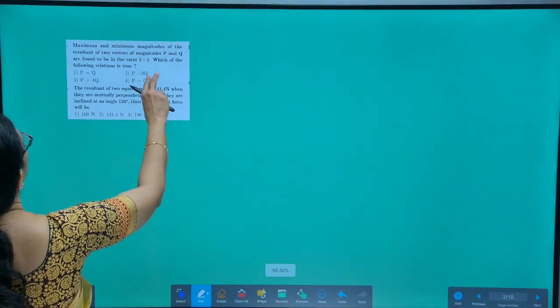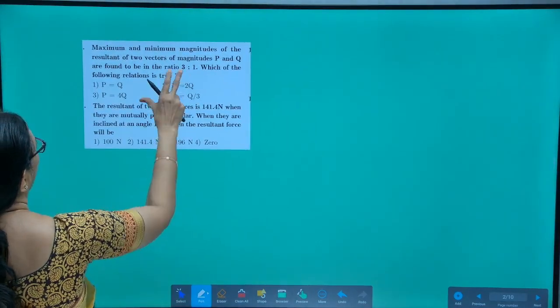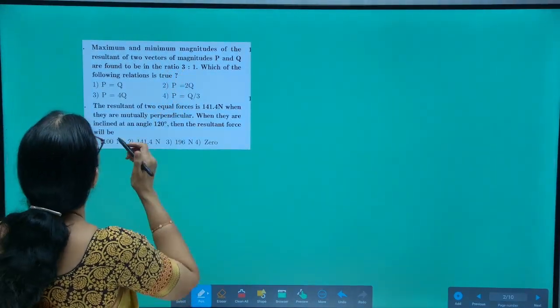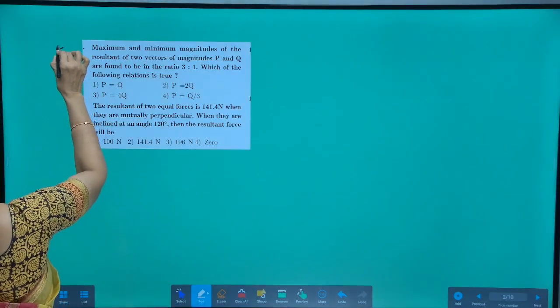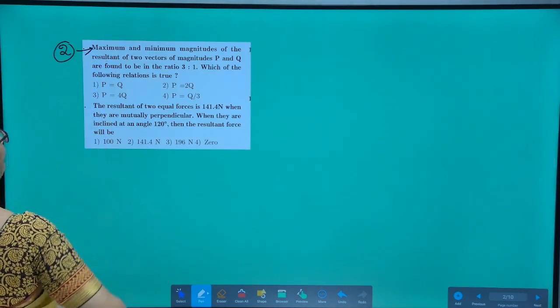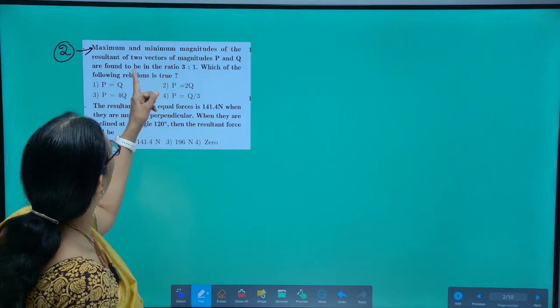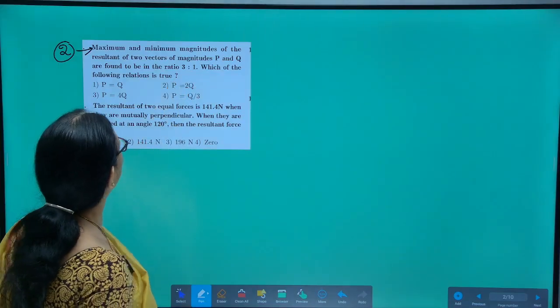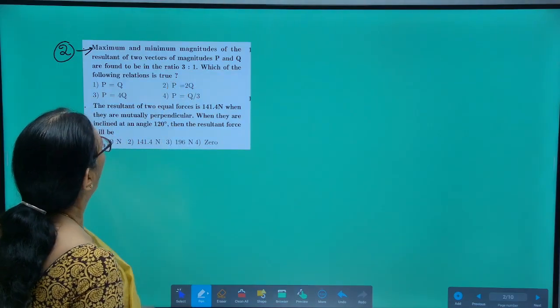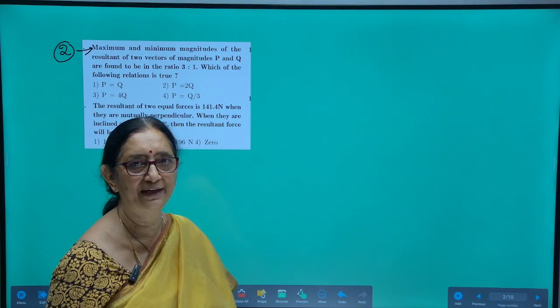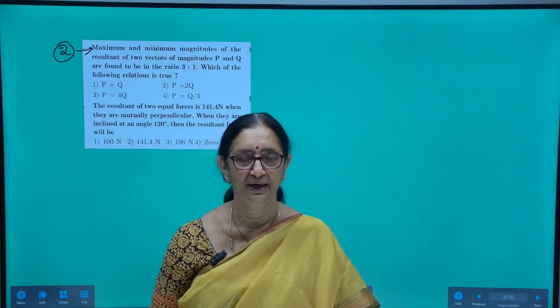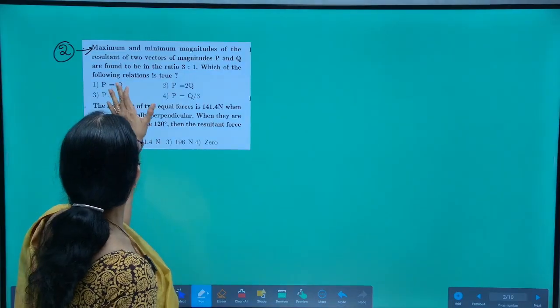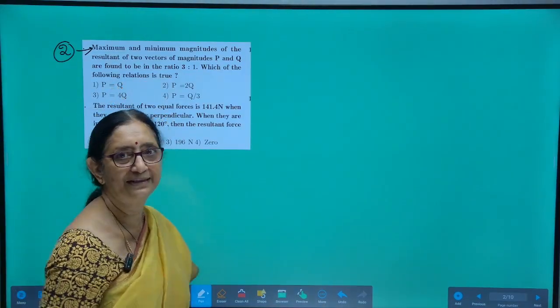Look here. So let us look into this problem. Second problem: the maximum and minimum magnitudes of the resultant of two vectors of magnitudes P and Q are found to be in the ratio 3:1. Which of the following relations is true?